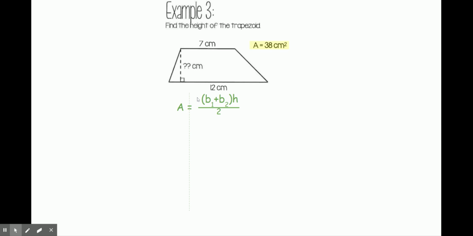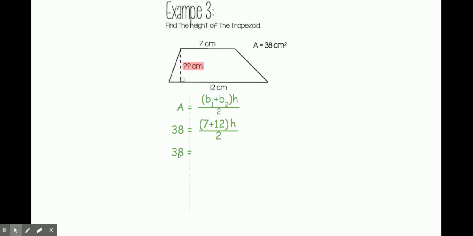And just as before, we fill out our missing information. Do we know the area? We do. It's 38, so we replace A with 38. Do we know base 1 or base 2? Yes, we do. We know both of them. One is 7 and one is 12, so we're going to replace B1 and B2 with 7 and 12. Do we know the height? We don't know the height, so we're going to leave it as H and bring down the divided by 2.